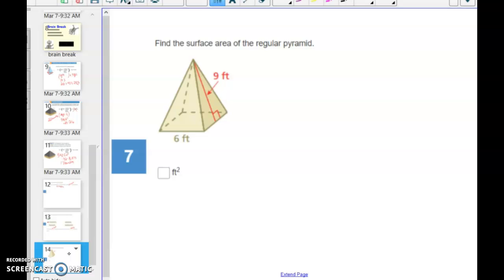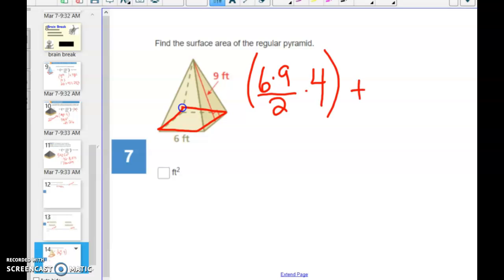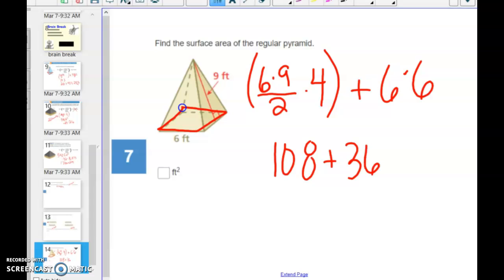Alright, then the last question. So I want to find the surface area of the pyramid. This one has a base that is a square, and you can see the triangle is base times height divided by 2. So I would do 6 times 9 divided by 2 times 4, because there are 4 triangles going around, plus the area of the base, which would be 6 times 6. So 6 times 9 divided by 2, that's the area of one of the triangular faces, times 4, because there's 4 of them going around, is 108, plus the area of the base, which is 6 times 6, which is 36. So when I add those two measures together, you should get 144 feet squared.